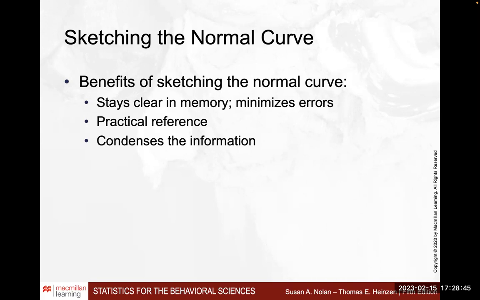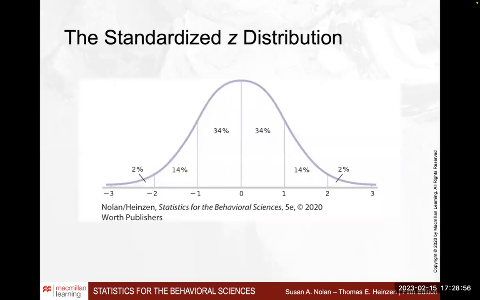It saves clear memory and minimizes errors. It's a practical reference. It gives you a visualization of what you're looking at, what you're dealing with, and it condenses information. Good. So keep in mind, you have the empirical rule, flagging this for the quiz. The empirical rule is certainly a question on the quiz.